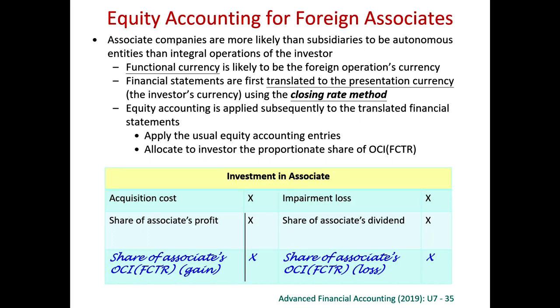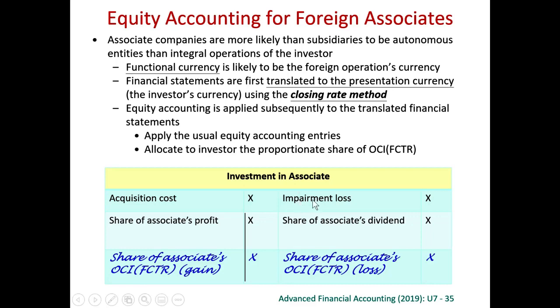If this is a translation from the functional currency to the presentation currency, we should use the closing rate method. So we follow the same equity method for a foreign associate. If we open a T account, this is the investment in associate account. Initially we record the investment in associate at cost. Therefore, we debit investment in associate and credit cash or any consideration that we pay. Later, when we share the associate's profit, we debit investment in associate and credit share of associate's profit.